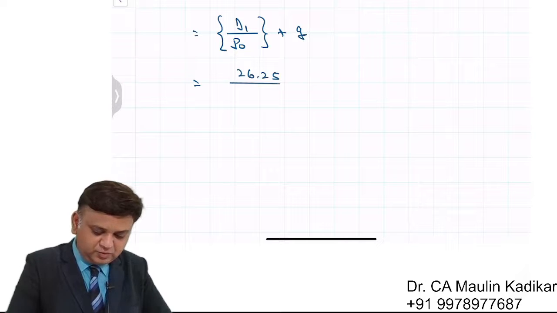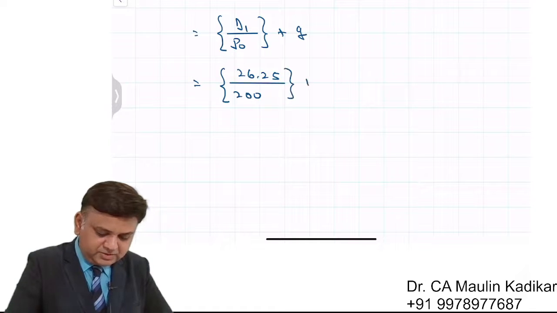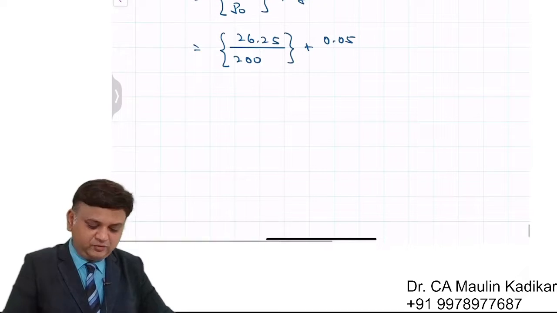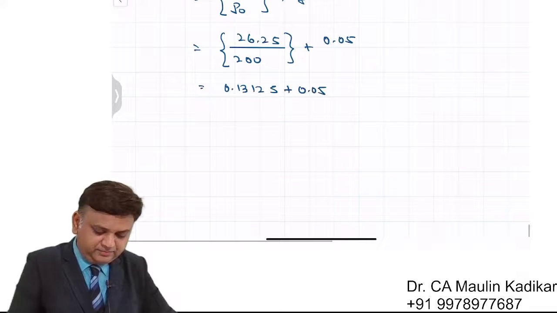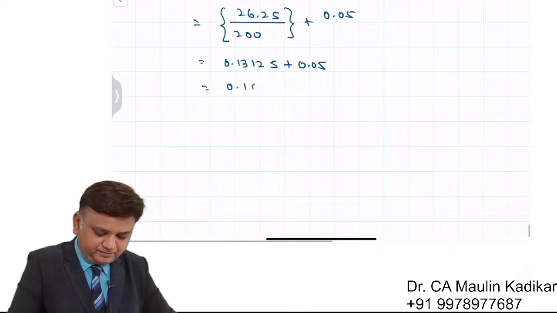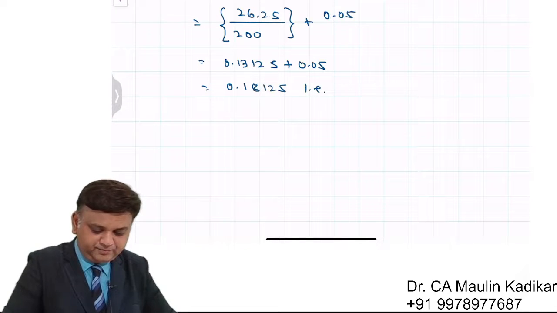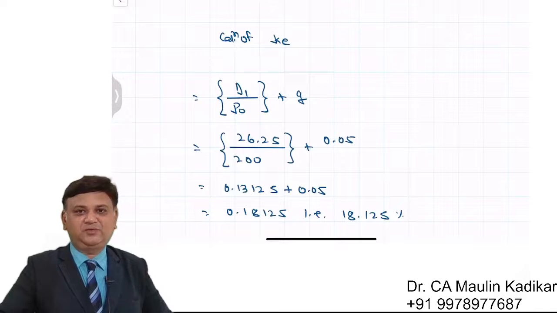divided by P0, which is 200, plus growth rate, which is 0.05. So it is 0.13125 plus 0.05, so 0.18125. So it is 18.125%. That is the way the K is calculated.